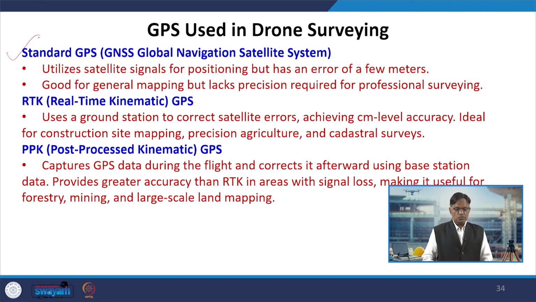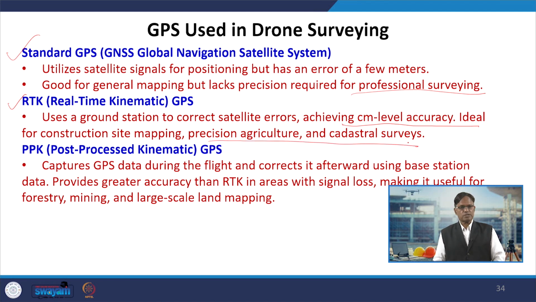system, which is utilizing the satellite signal to correct the position, but within a few meters only. So this is good for general mapping, but lacks precision which is required for professional surveying competition. So what we are doing is we are using a method called the RTK method, which is a real-time kinematic GPS method, and here we are using a base station, a known station whose coordinates are known, to correct for errors. Here we can get centimeter level accuracy, very good, ideal for construction site mapping, precision agriculture and cadastral survey.